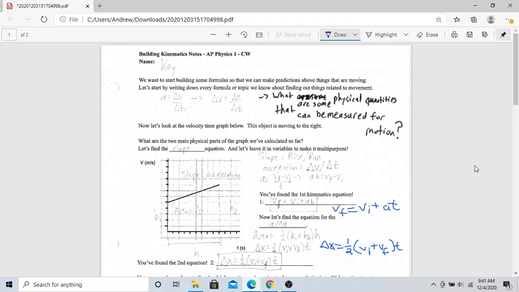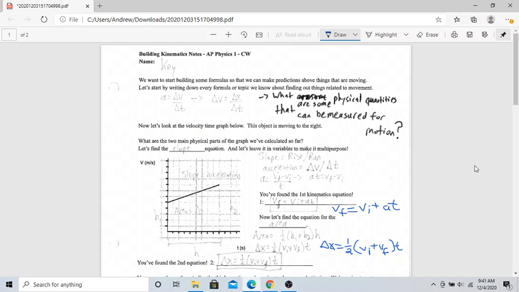But basically, kinematics is a way that we can solve problems that relate to motion. All right. Now, I started these notes in class by asking you to brainstorm a few different physical quantities that we can measure for motion. I'm not going to worry about that because this is the review notes.